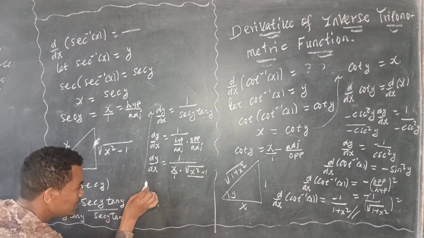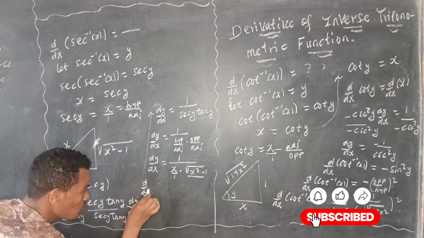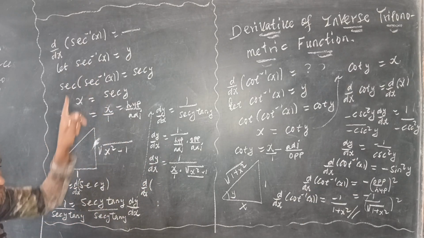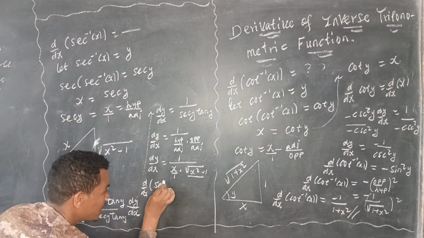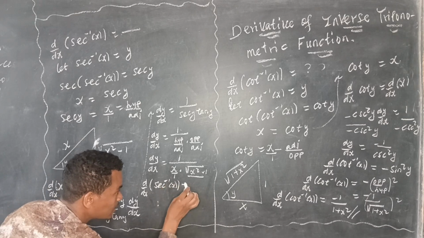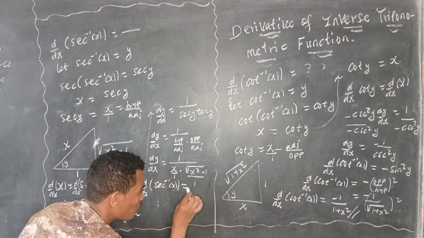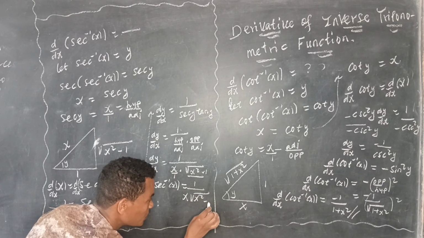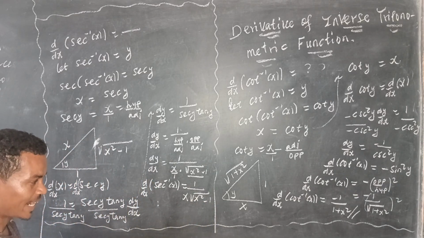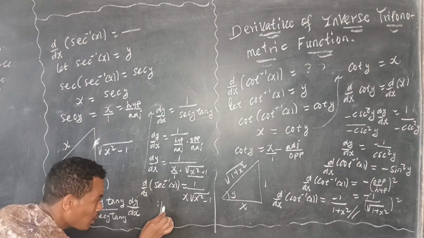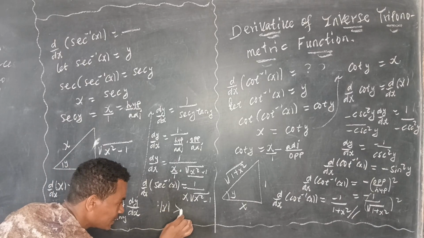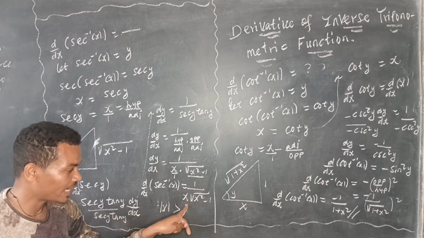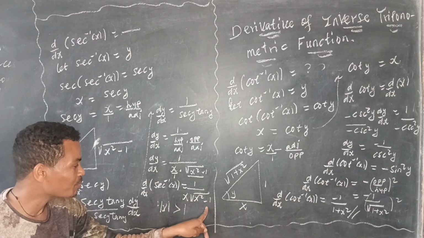So d by dx of y, that is sec inverse of x, is equal to 1 over x radical x square minus 1. And in this case, the restriction is absolute value of x is greater than 1. So the derivative of sec inverse of x is 1 over x radical x square minus 1.